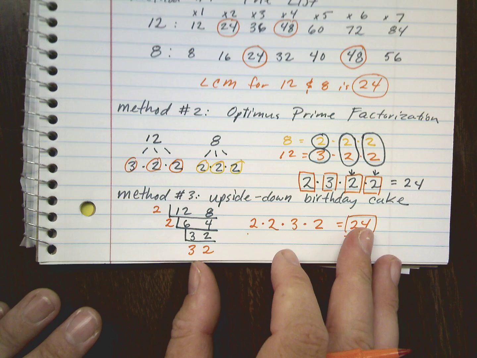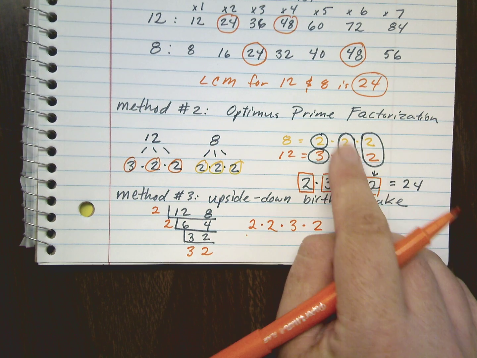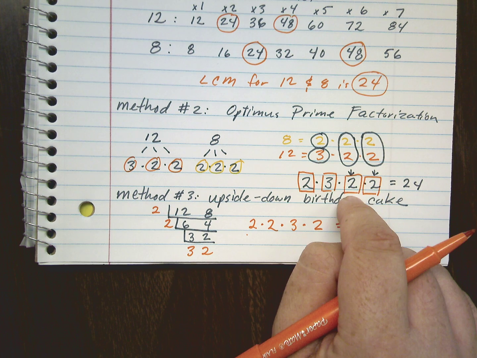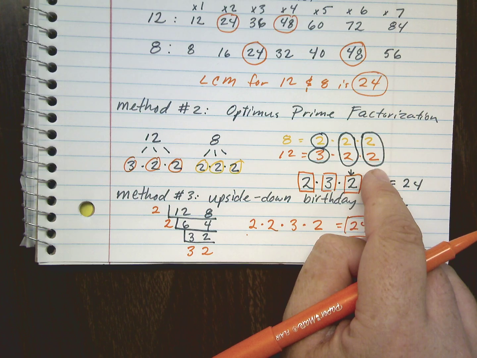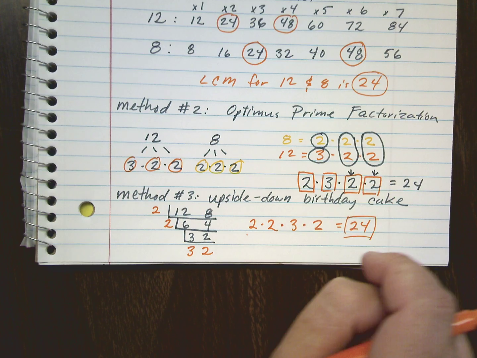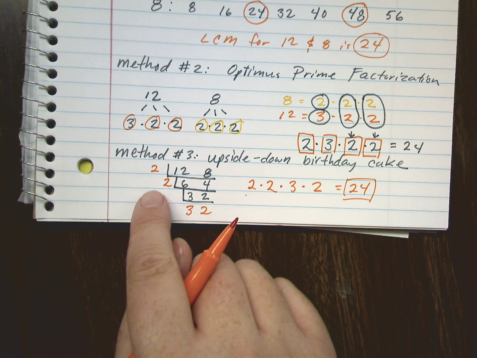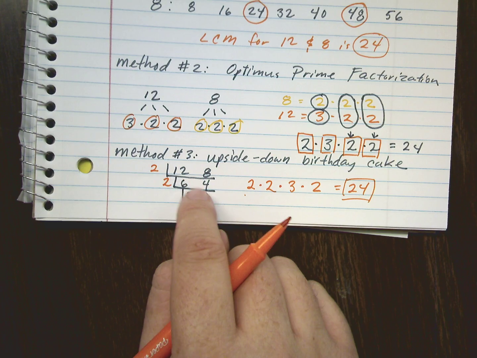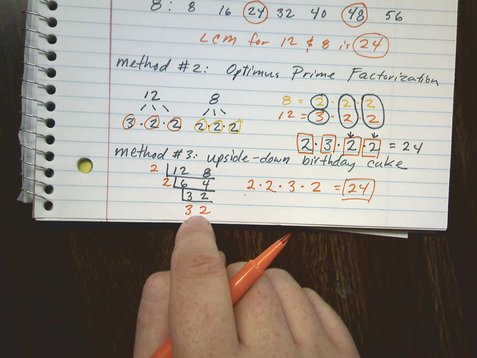If you like prime factorization and you can remember to count the pairs and the matches as one of those numbers, so this one counts as a 2, and there's a couple of 2's here, and that one counts as a 2. Or you can use the birthday cake method. You can start using the distributive property to pull out common factors, and in the end, we're left with just prime factors.